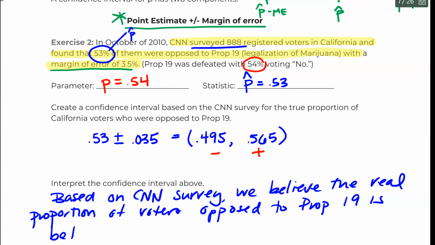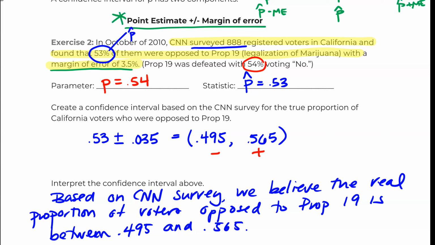is between 0.495 and 0.565, right? That's sort of the takeaway here. Based on the CNN survey, here's what CNN says. They're saying, I think it's going to be 53% plus or minus 3.5%, which means here.